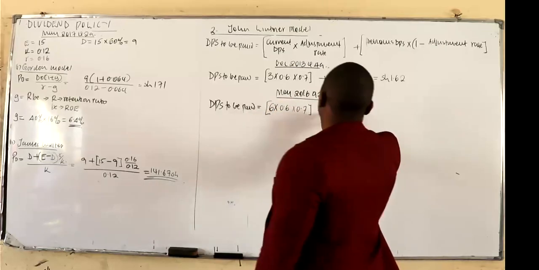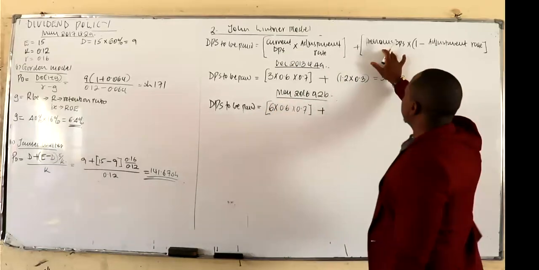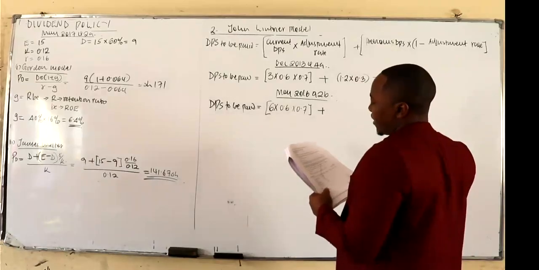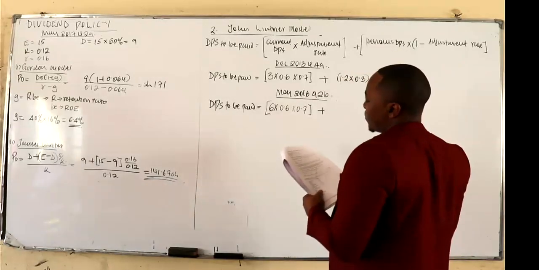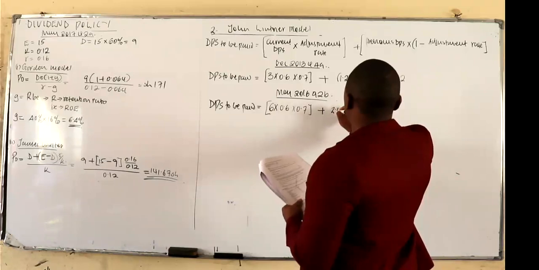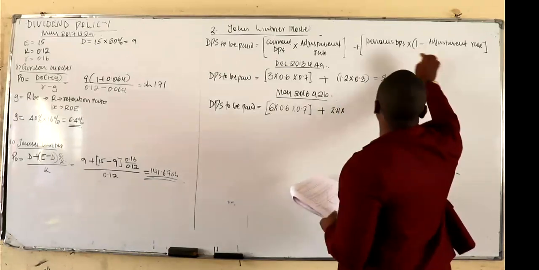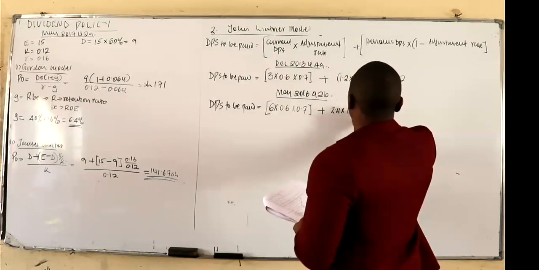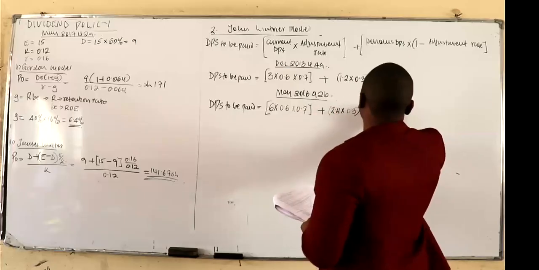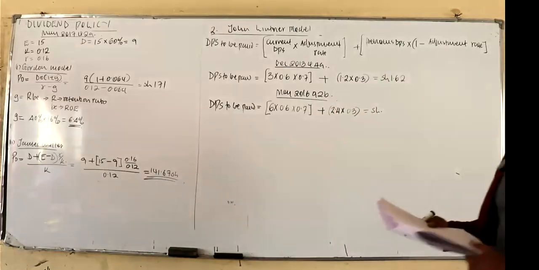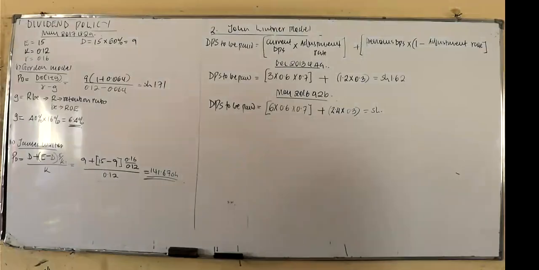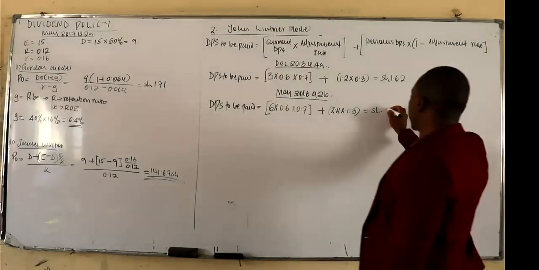And then you add the previous period dividend per share, of which you have the dividend per share for year 2015, which was 2.4, times 1 minus the adjustment rate, which is 0.3. That gives 3.24.